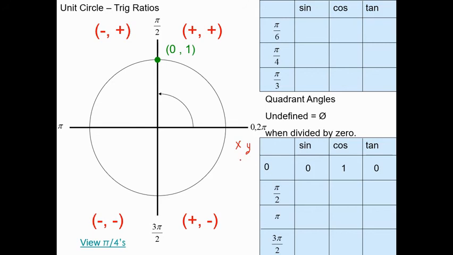Then for the 90 degrees, the sine is 1, and then the cosine is 0. And again, we cannot divide by 0, so the tangent is undefined. Then we move around to pi, and in this case, the sine is 0, the cosine is -1, and so our tangent again is 0. For 3 pi over 2, we have -1 and 0, and again, that is undefined because you cannot divide by 0. And then for 2 pi, it's the same as 0.